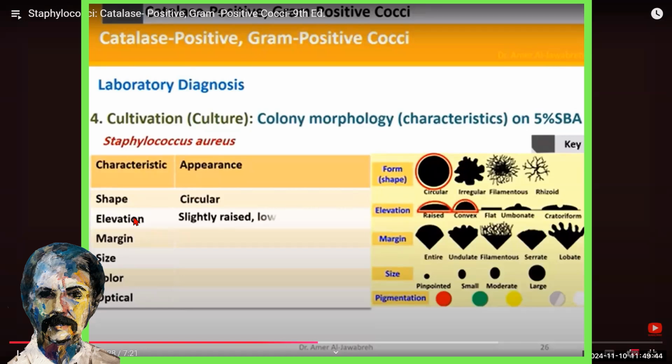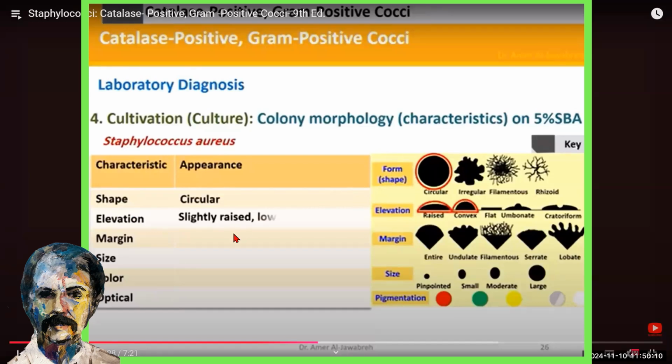What we are going to talk about here is in most cases. So shape is like this one, so circular. All the time it is circular. It's not irregular, it's not filamentous, it's not rhizoid. It's just a circle, a complete circle. Of course, inside this circle does not represent one bacteria, does it? It's a colony with millions of bacteria inside it. So we call it colony, CFU, colony forming unit.